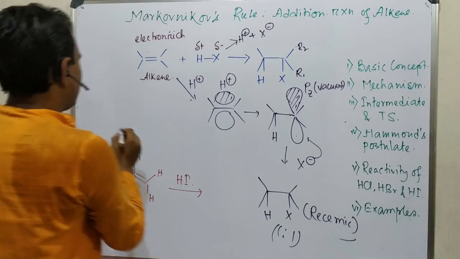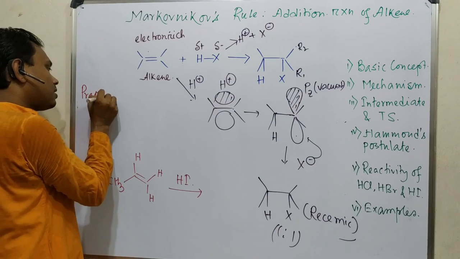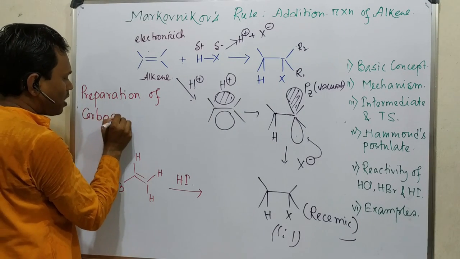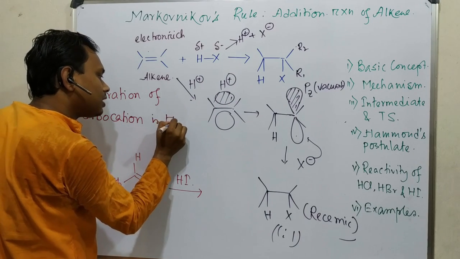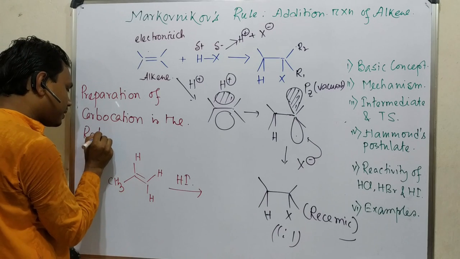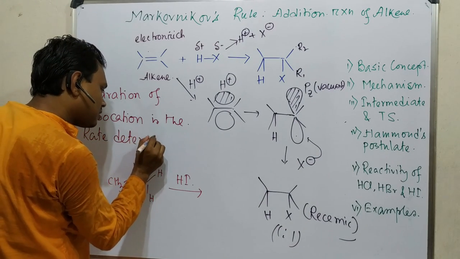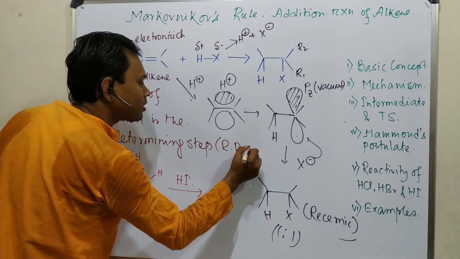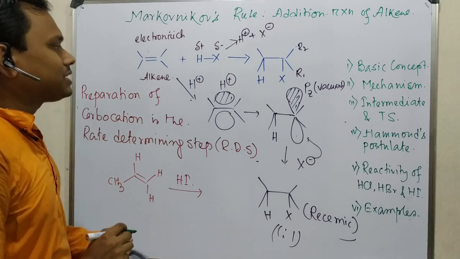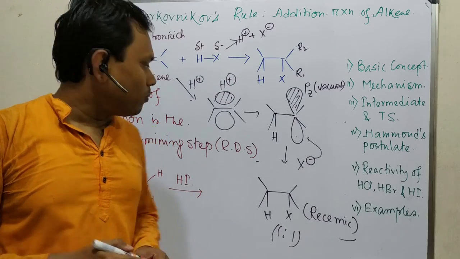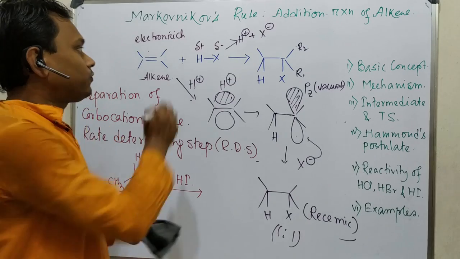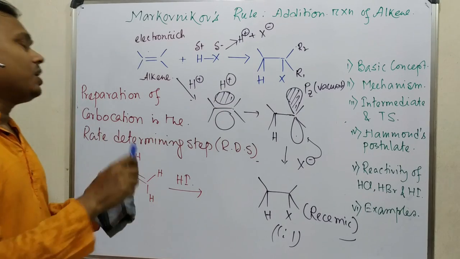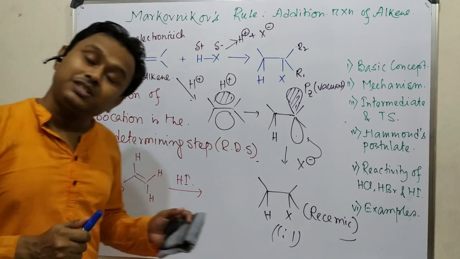That is, preparation of carbocation is the rate determining step, or you can say RDS. Please keep this factor in mind because I am going to talk about the rules, but compared to the rules this statement is more important. So first, keep this statement in mind, it will be helpful. Because preparation of carbocation is the rate determining step, it is the most important step for the overall reaction.